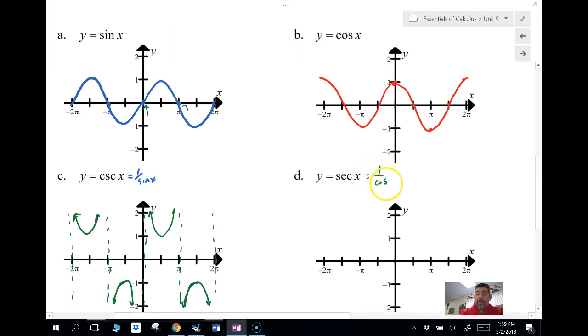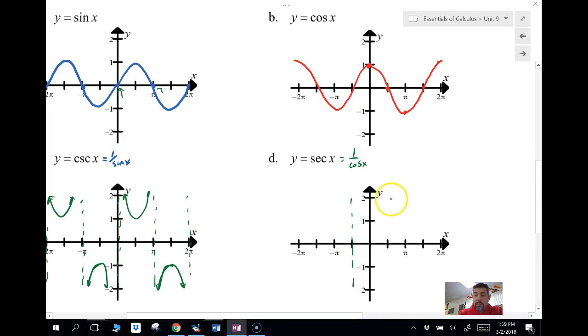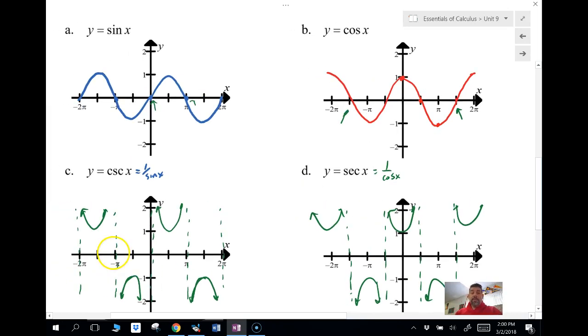And then secant. Secant is 1 over cosine. So it's going to do the same thing that we did with cosecant. We're going to have these asymptotes everywhere we cross our x-axis, because it can't be equal to 0. And then if it's underneath the x-axis, we're going to make a parabola going down that way. Above the x-axis, below the x-axis, above the x-axis, and so forth. Boom, that's it, done. Cosecant, sine, cosine, secant, cosecant.